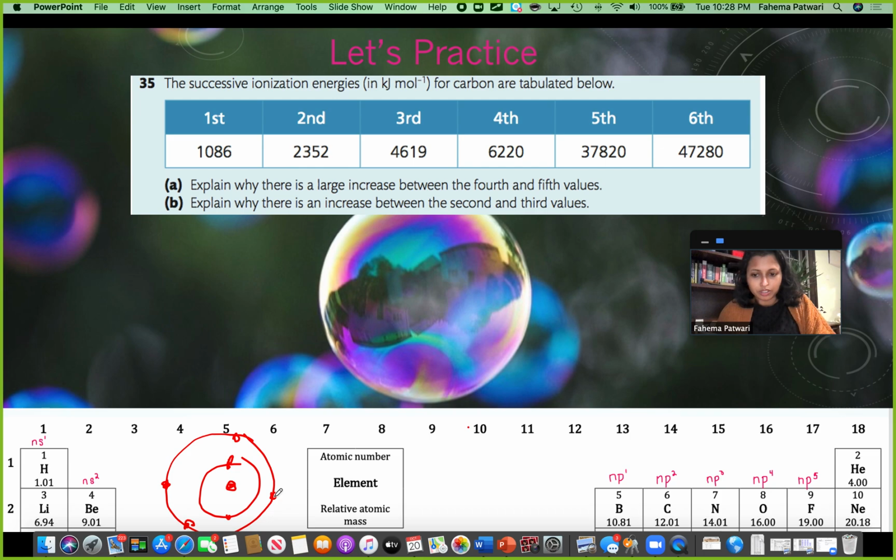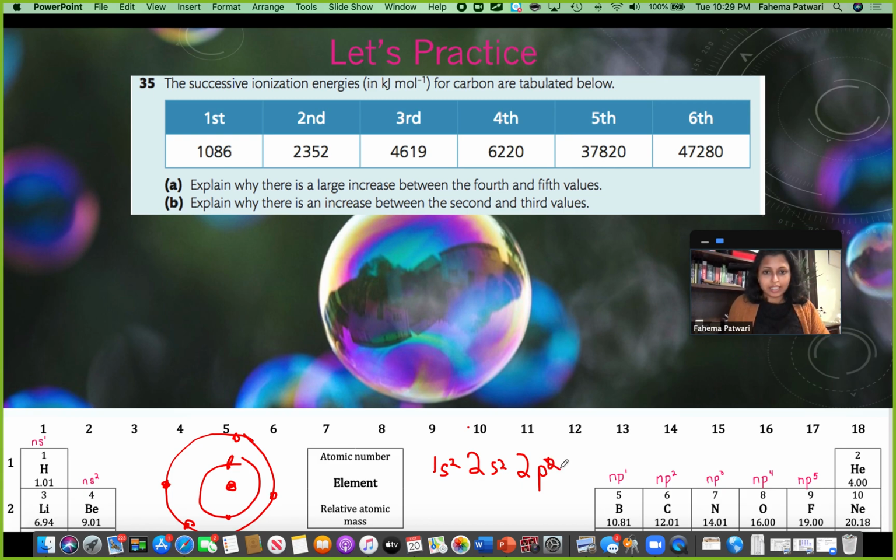Okay, why is there an increase between the second and third values, right? Second and third. So if this is first, second, and this is third, they're in the same energy level. So why should there be a difference? Because if I write out the configuration for it, right? It's 1s2. You don't have to write out the configuration. I'm just showing you to make something clear. The configuration for carbon is 1s2 and then 2s2, right? And then 2p2, right? You just walk your way through the periodic table to figure out the configuration.